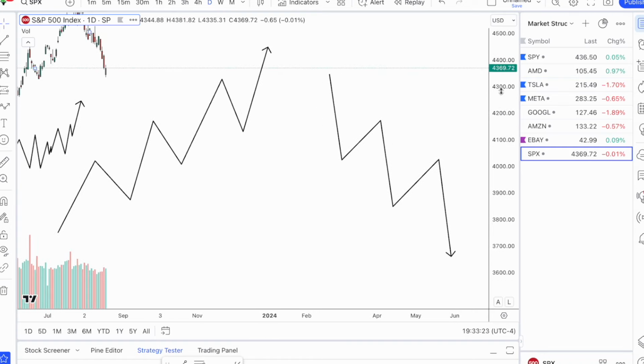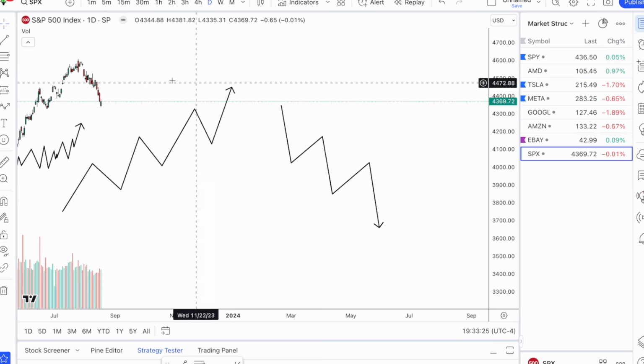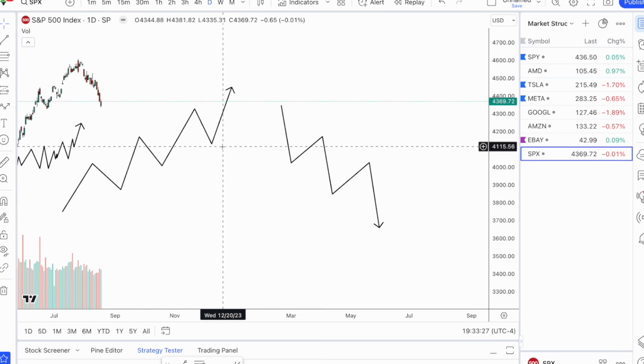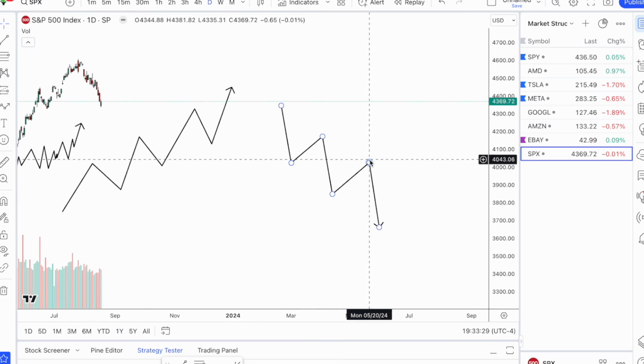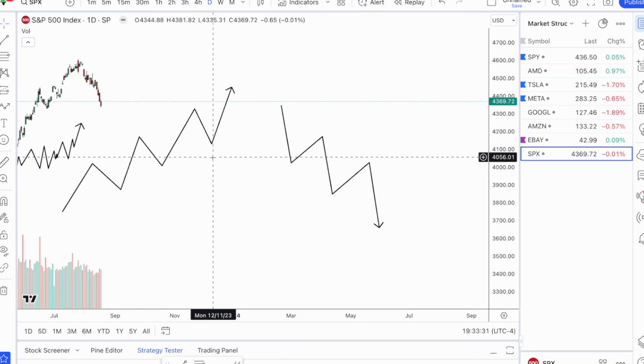But the basis of trading and understanding this is based off higher highs, higher lows, higher highs, higher lows. Lower lows, lower highs, lower lows, lower highs. That's going to be a downtrend. This is your uptrend. Complete basic stuff, okay?